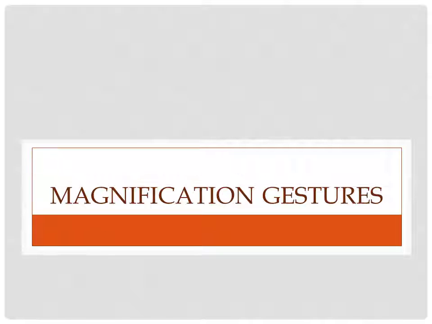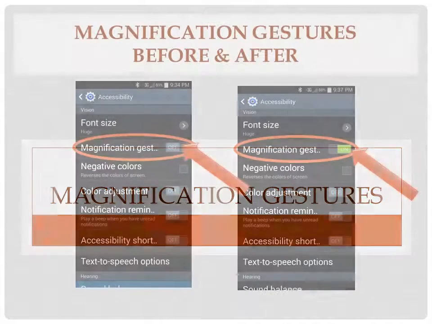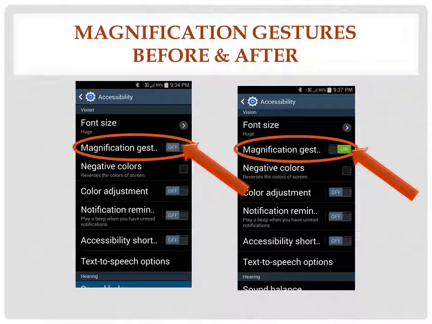Besides adjusting the size of the fonts used on the device, there are gestures that users can utilize to further magnify items on the screen. To turn the magnification gestures on, just place your finger on the Off button located next to the Magnification Gestures menu option and swipe to the right. The screenshot on the left-hand side shows this menu option and the Off button. Afterward, the button should light up in a green color and show the word On.